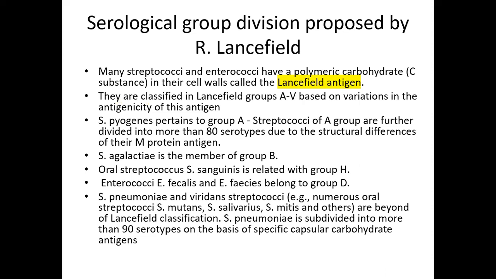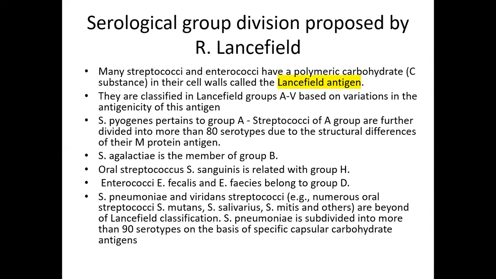And there is a serological group division proposed by Lancefield. Many streptococci and enterococci have a polymeric carbohydrate C substance in their cell wall called the Lancefield antigen. They are classified in Lancefield groups A, B, and so on, based on variation in the antigenicity of this antigen. Streptococcus pyogenes pertains to group A, and is further divided into more than 80 serotypes due to the structural differences in their main protein antigen.